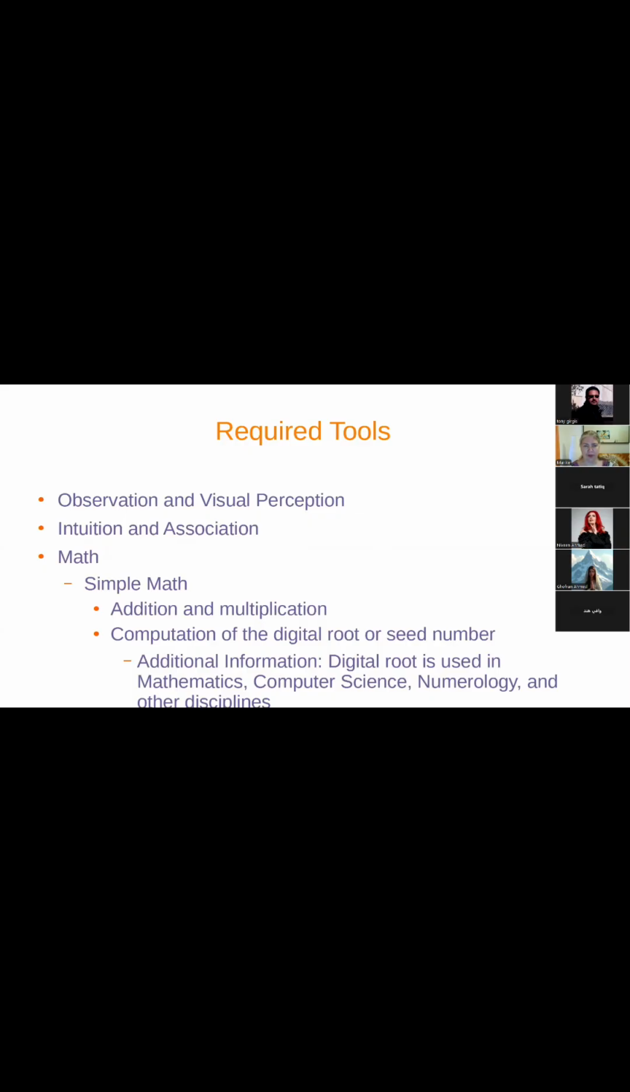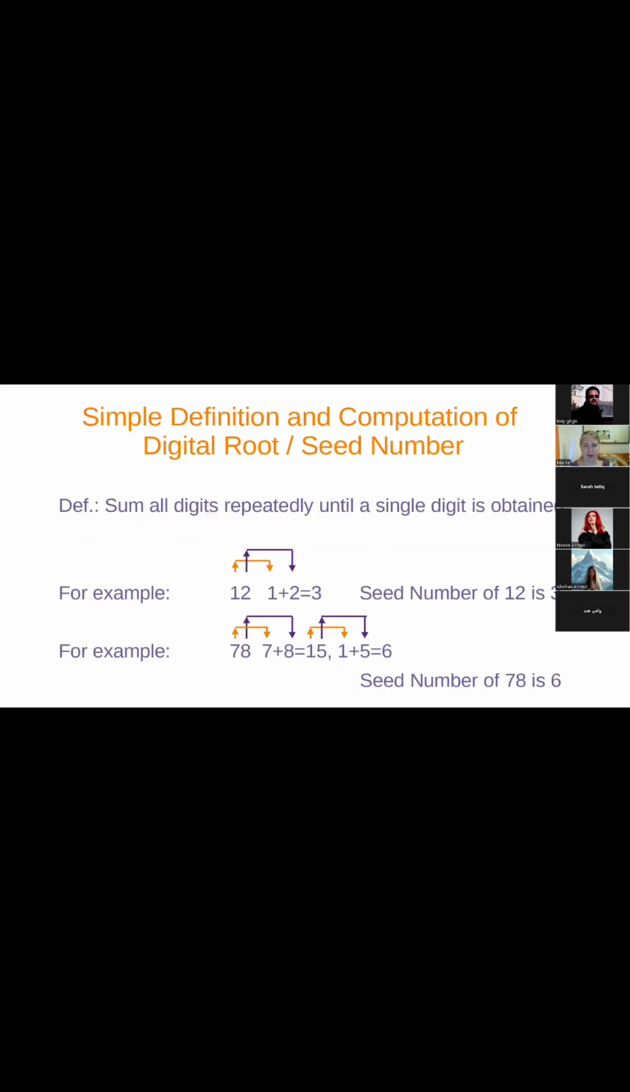So let's look at the computation of the digital root. This is a simple definition, the easiest to follow: sum all digits repeatedly until a single digit is obtained. I have two examples here. The number 12, you take the individual digits, 1 and 2, and add them together. The result is a 3. So the seed number of 12 is 3.